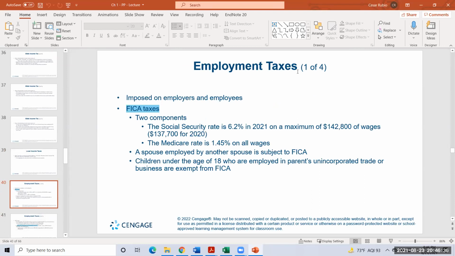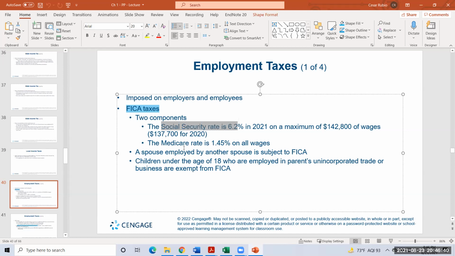Here I mentioned the employment taxes, which are the Social Security and the Medicare. As an employee, you pay 6.2% for Social Security and 1.45% of your income for Medicare. But the employer has to match 50% of that. So whatever you pay in FICA, the employer pays exactly the same amount.